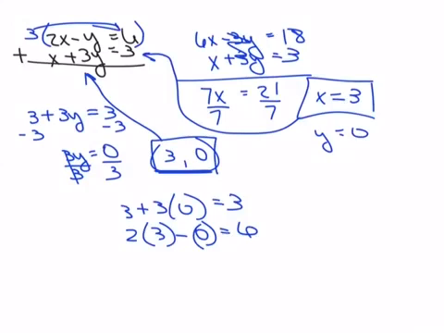Equals 6. So 6 minus 0 equals 6. So that one works too. So they both work. This answer works for both of them. So that means we did it right.